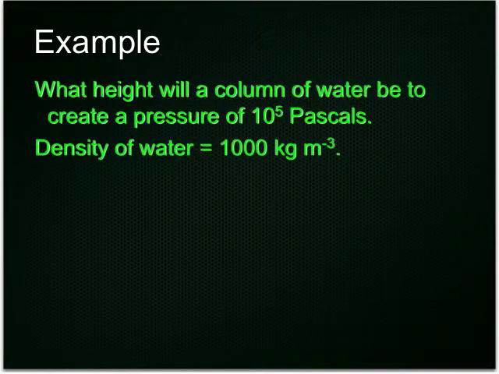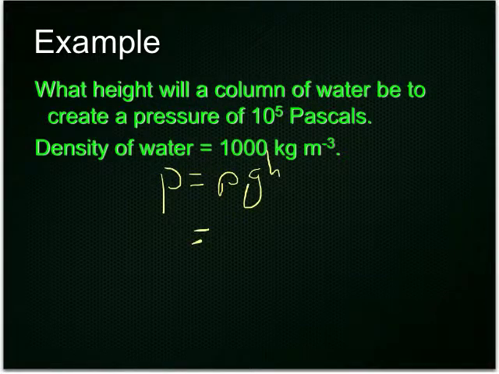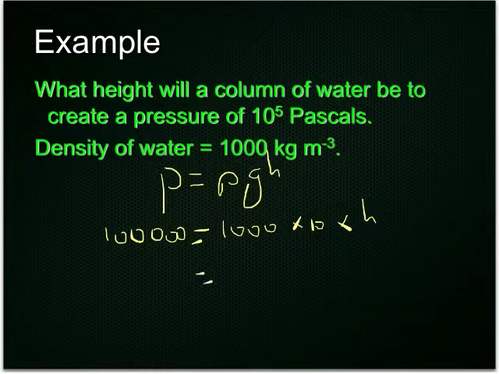Once we've done this, what height will a column of water be to create a pressure of 10^5 pascals? In other words, 1 atmosphere. So we'll do it the long way, make it easier. Pressure equals rho g h, so the density of water is 1,000, multiplied by gravity, multiplied by height, is equal to 100,000. If you work all that out, the height is around about 10 meters. So 10 meters of water gives you the same pressure as the whole height of our atmosphere.